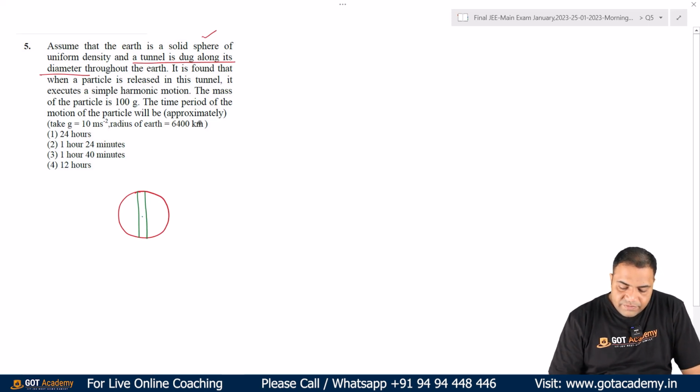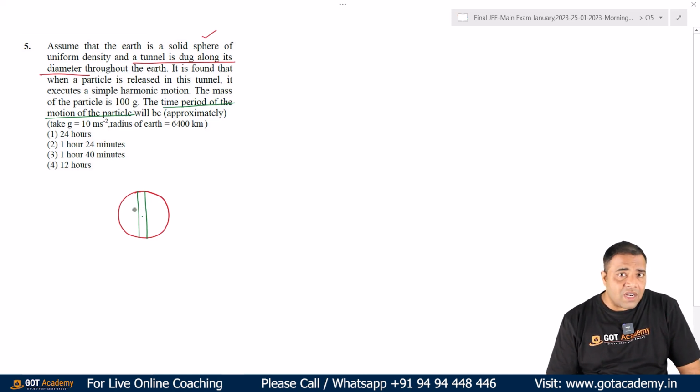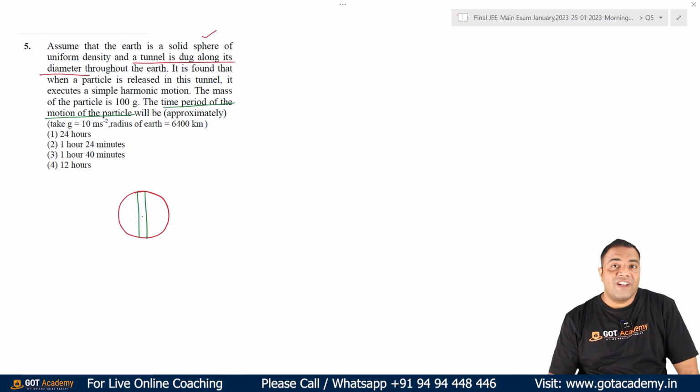Now I have to find out the time period of motion of the particle. So how to find that? Before finding that, first of all, I have to find out the mass inside this, because you people know that mass on the surface of earth is not equal to mass inside the earth or mass at a depth. So if the mass changes, then acceleration due to gravity also changes. So first of all, you have to find those things.